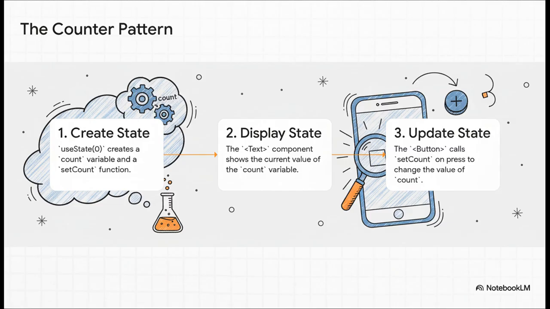Okay, let's walk through this. It's basically a three-step dance. Step 1, we create the state. See that line useState(0)? That one little function call does two crucial things. It gives us a variable, we're calling it count, and it starts it at 0. And it also gives us a special function, setCount. Now think of setCount as the only way you're allowed to change the value of count. It's like a gatekeeper for our state.